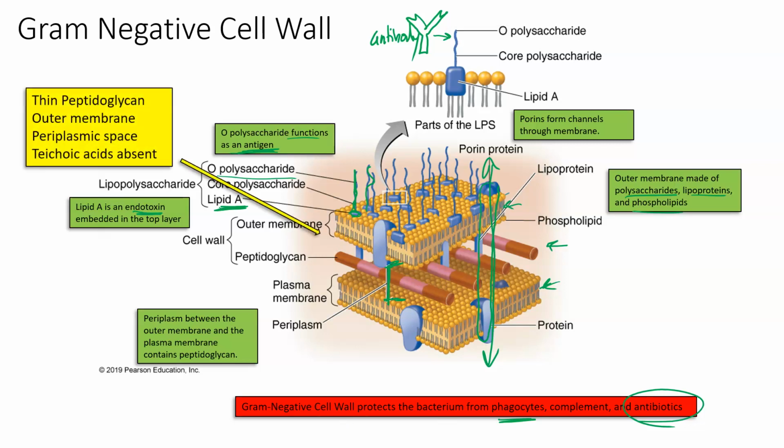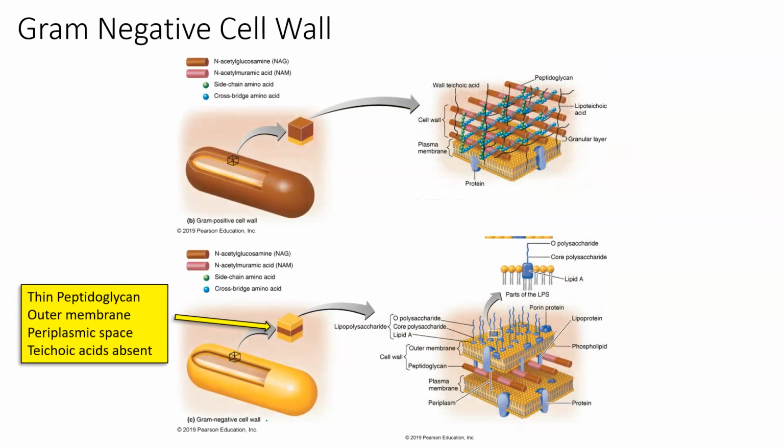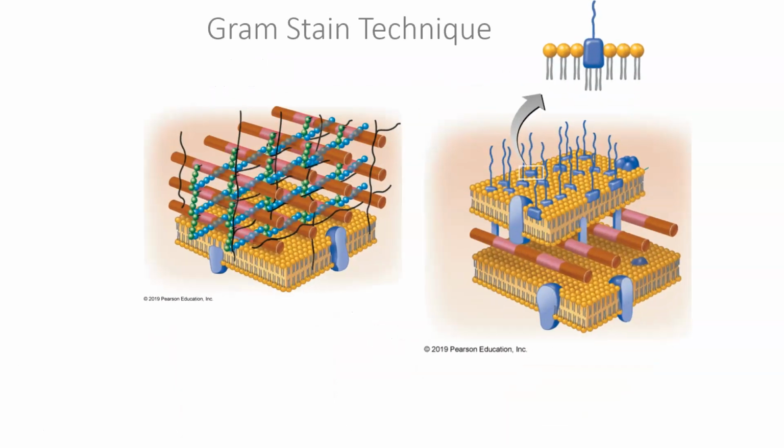Thin peptidoglycan, outer membrane, periplasm space, and teichoic acids are absent in this particular cell wall. Now, why would those teichoic acids be absent? It's because it is a very thin cell wall. We don't need the teichoic acids to link or give structural support vertically because we only have really one row of those polysaccharides. So when you look at those membranes, you can see the membrane on the outside, membrane on the interior, and you have that really thin brown cell wall in a gram-negative bacteria.